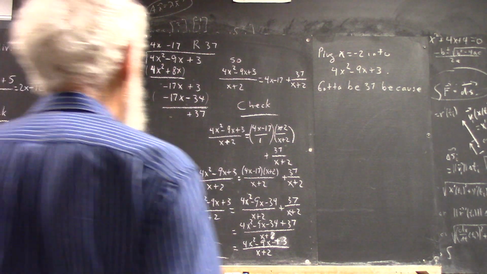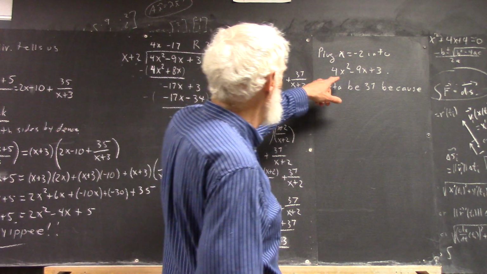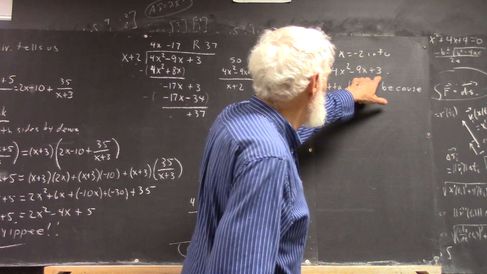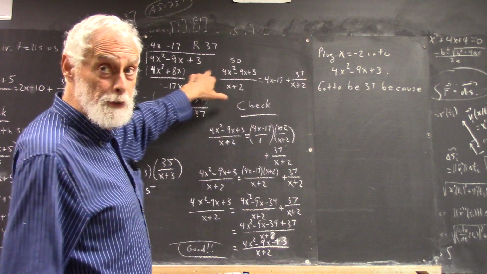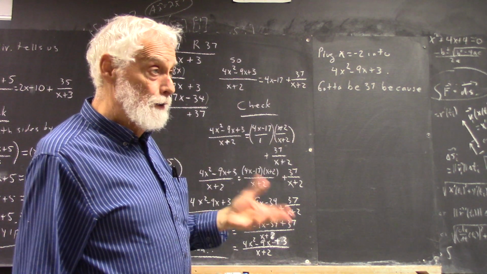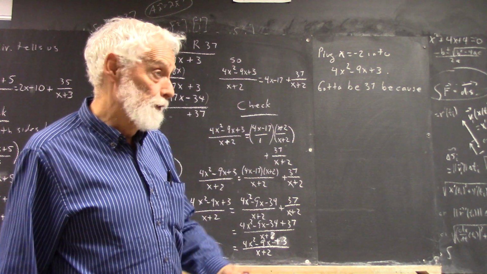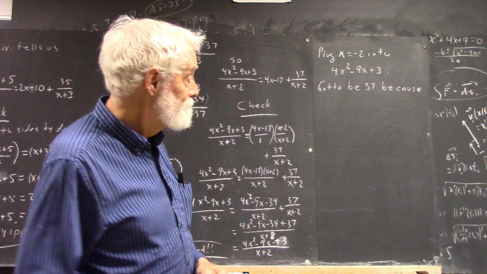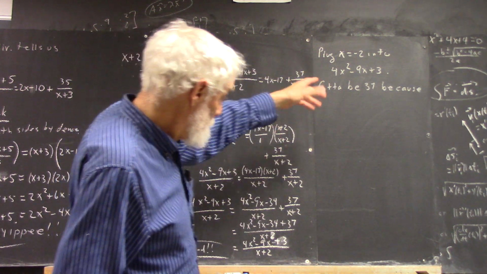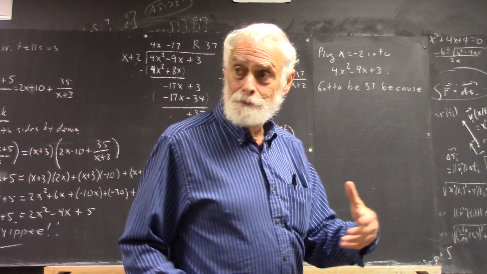So I've asked people to plug x equals -2 into our 4x squared minus 9x plus 3, which was this, right? You did, and you got 37 if you did it correctly. You got careless with your signs, maybe not, but okay. It's got to be 37.